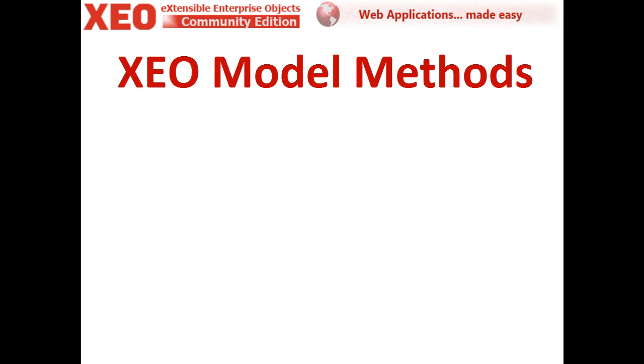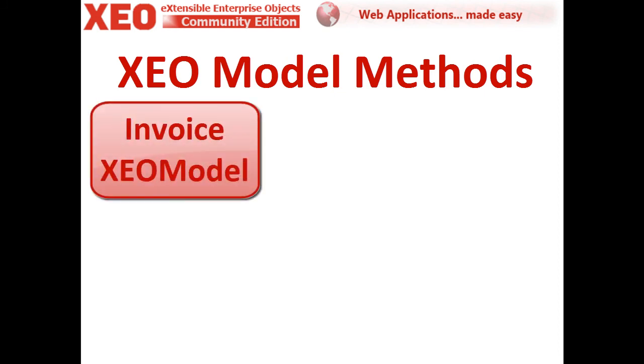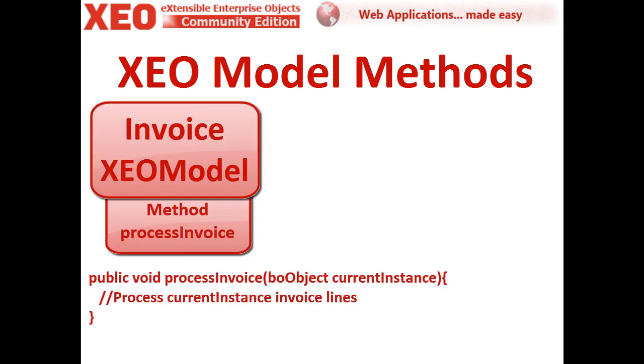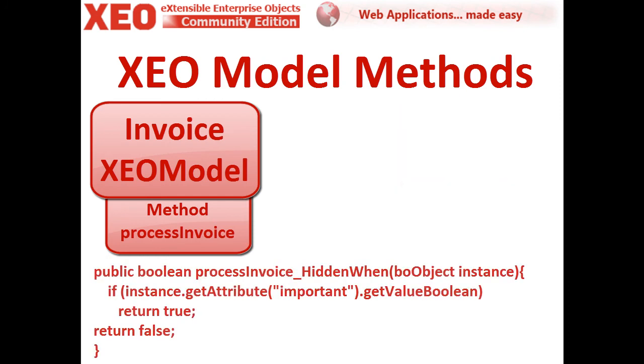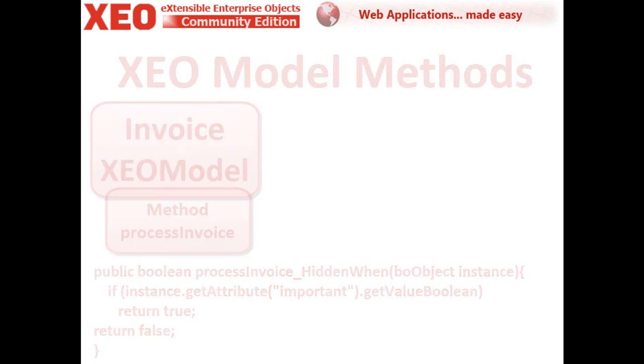Not only does an XEO model support events, it also supports a mechanism to implement logic known as methods. A method is an operation that is available to every model instance and can be invoked programmatically. Think of a method called processInvoice available to all invoices. Methods also support conditions to when they should be available to the user interface, using a hidden when condition.